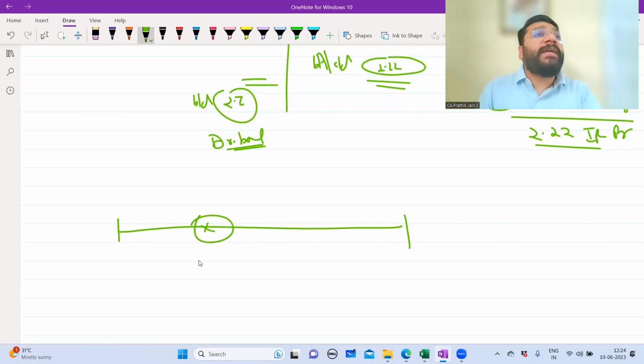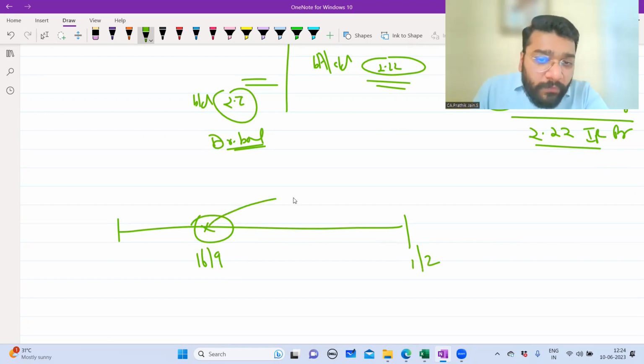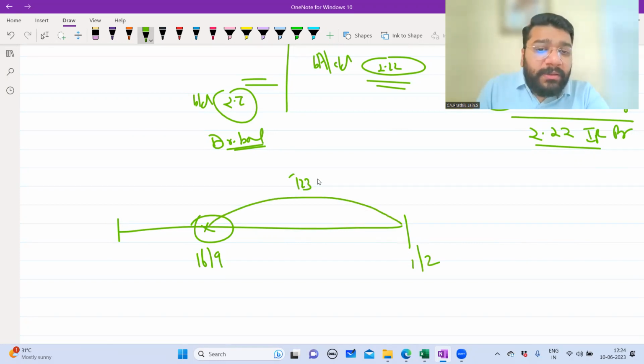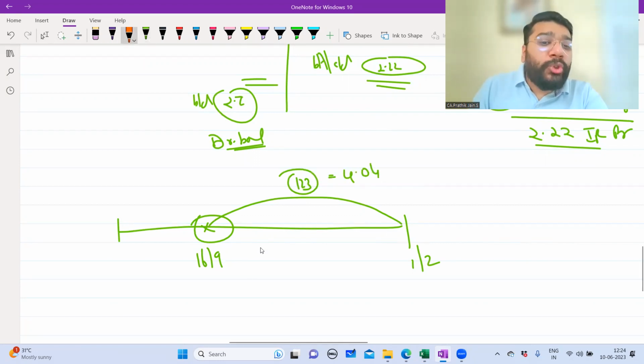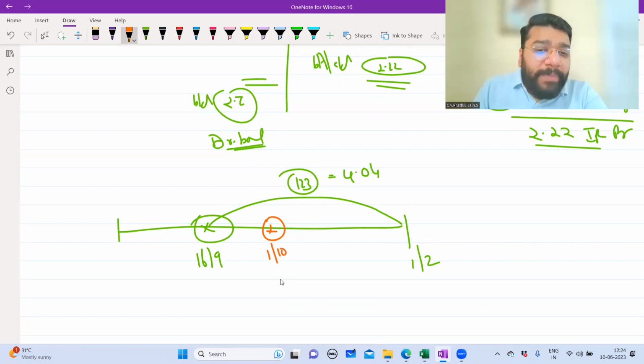So here, guys, the sale happened on which date? 16th September. And this is the account current date, which is 1 February. So for 123 days, you presume that this fellow will not pay me the money, so you charged an interest of 4.04. But to your surprise, on 1st October, he paid the money to the extent of 90 rupees.